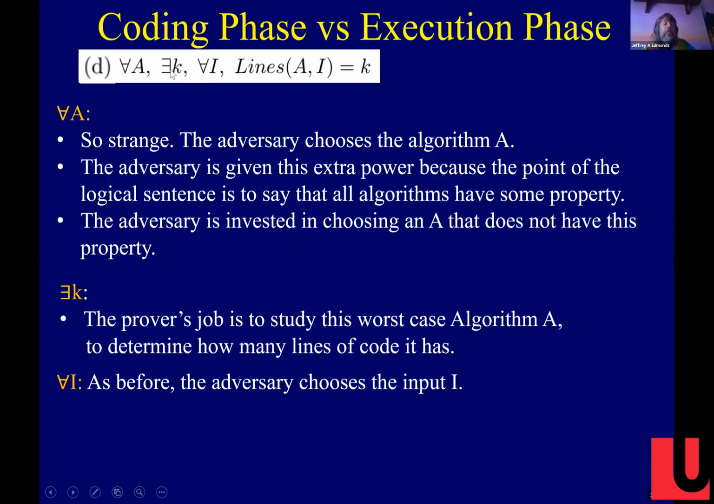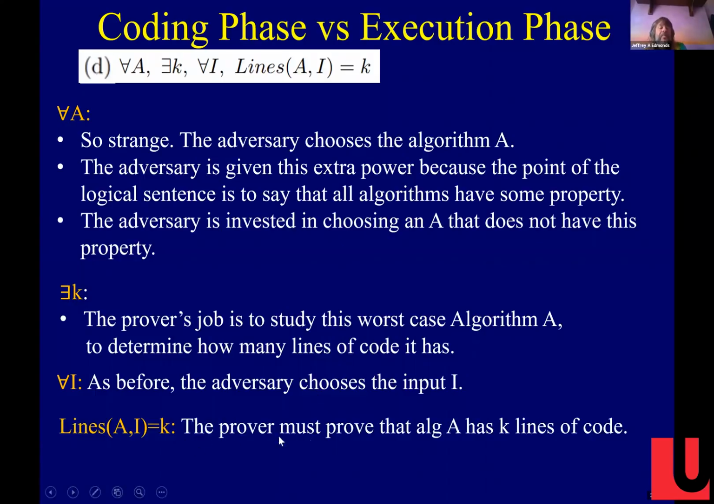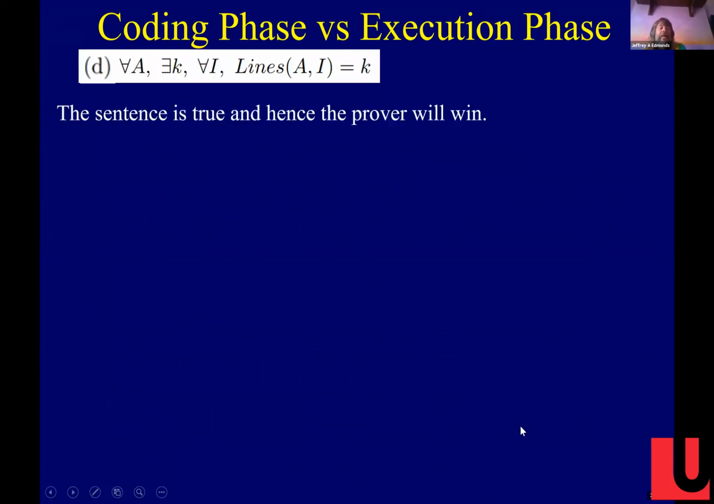And then we want to make sure that that algorithm has that number of lines of code for every input. So if there's some input on which the algorithm doesn't have that number of lines of code, that's where the adversary chooses it. Then we check: does the algorithm have K lines of code on this input? And that's the game. So hopefully you all know that this sentence is true. Why is it true? We're going to give an algorithm for the prover. When we say the adversary goes first, the adversary gives us some algorithm.